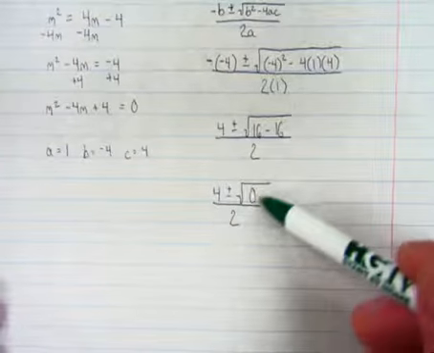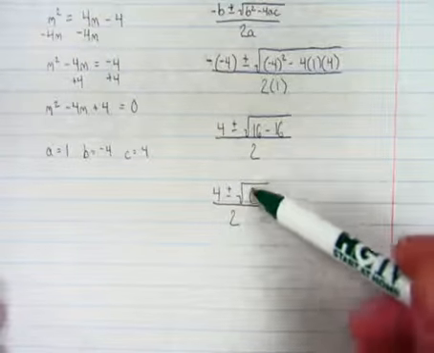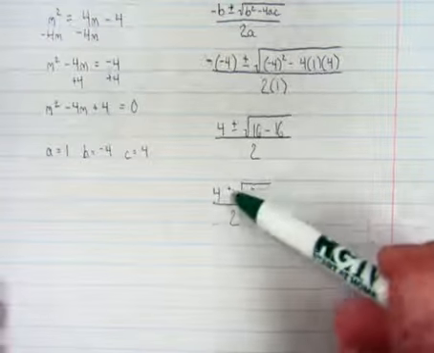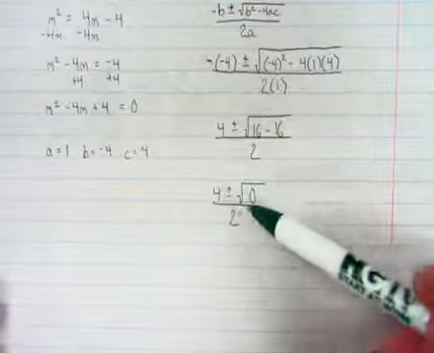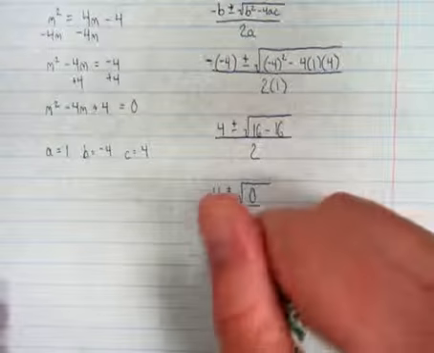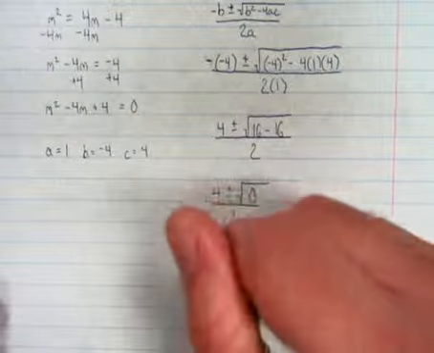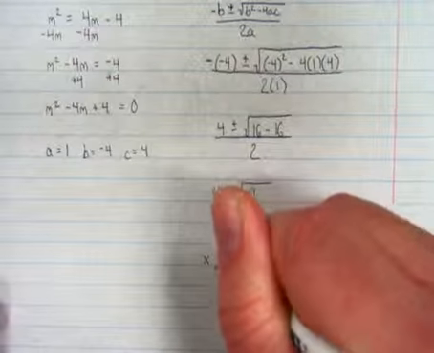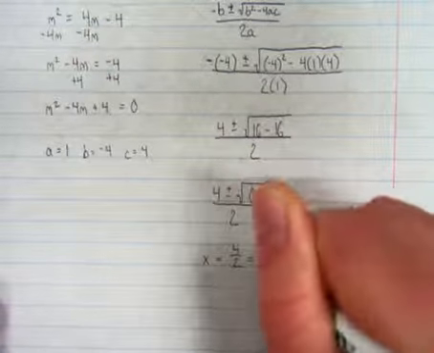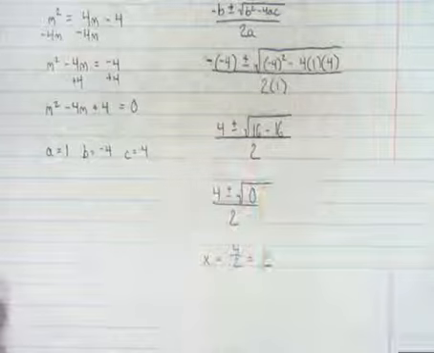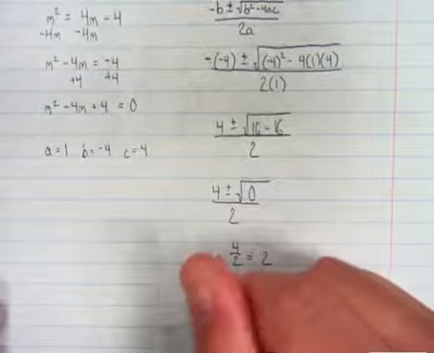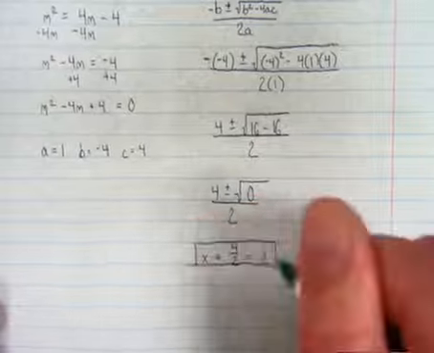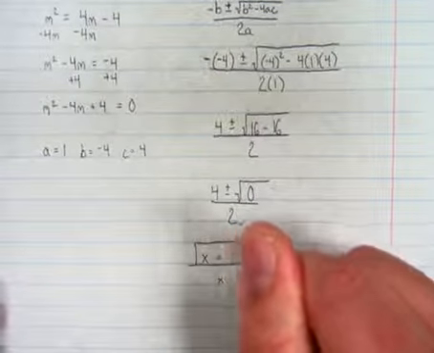The square root of 0, that's a pretty easy thing to take into account. The square root of 0 is 0. 4 plus or minus 0, well, it doesn't matter if we're adding or subtracting 0. We're still going to end up with 4. So what we end up with is x is equal to 4 divided by 2, which is a very fancy way of saying 2. So that's my solution, is that x equals 2. If you want to, you can cut out the middleman there and just say x equals 2.